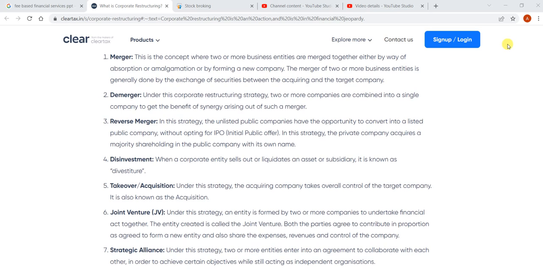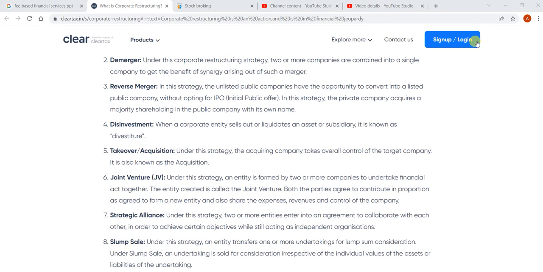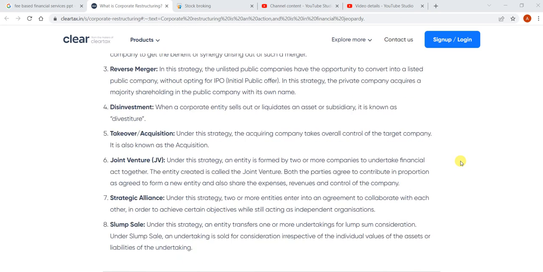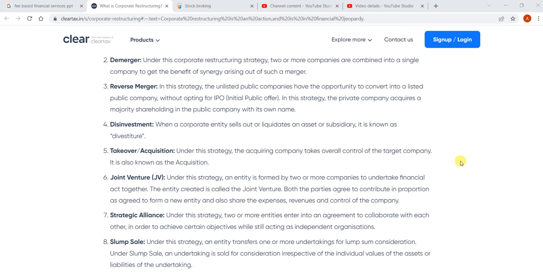Seventh strategy of the corporate restructuring is the strategic alliance. Under this strategy, two or more entities enter into an agreement to collaborate with each other in order to achieve certain objectives while still acting as independent organizations.